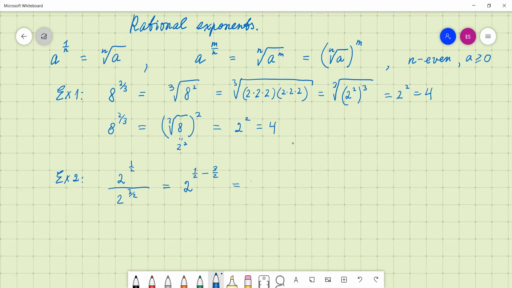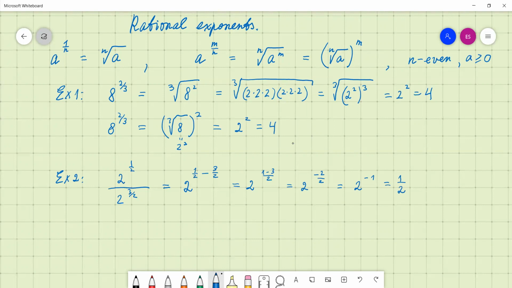And then we just work with the power as general fractions. So we have 1 minus 3 over 2. The common denominator is 2, right? And 1 minus 3 is what? Negative 2 over 2. And then we continue working with the power. 2 over 2 cancels, and we get negative 1, which is going to give us 1 over 2. And that's going to be our final answer.